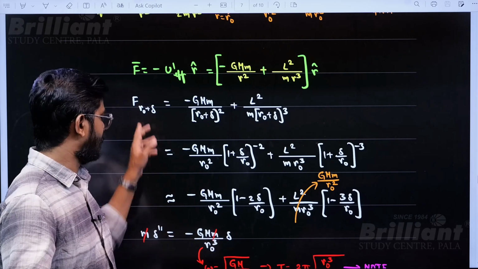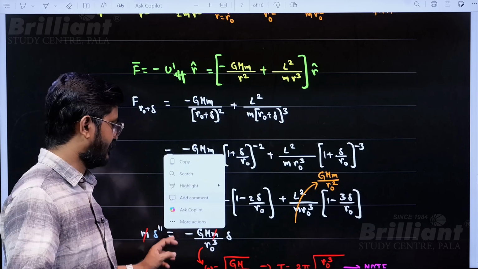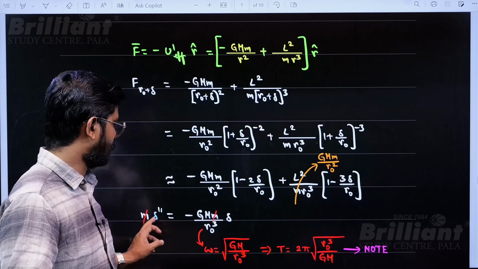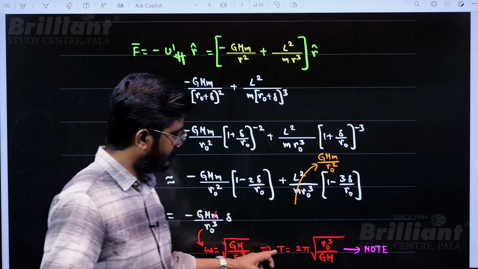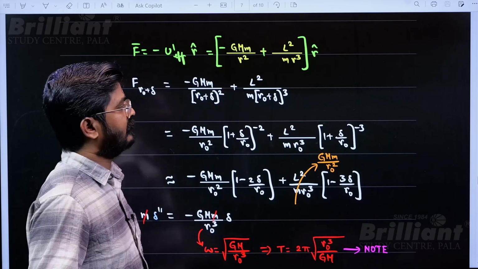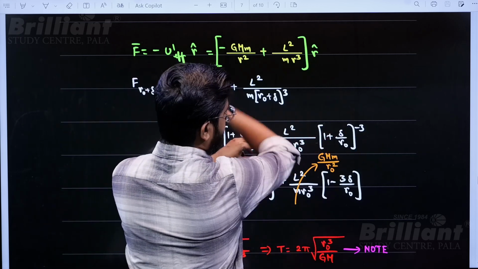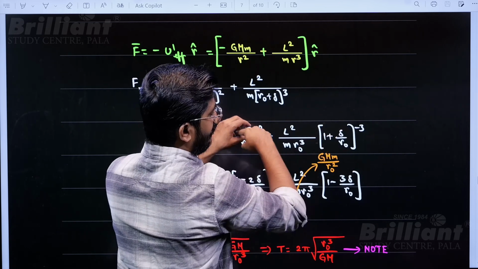Now force is mass times acceleration, which is the double differentiation of displacement, right? You can see it in SHM form, x double dash equals minus omega square x, so omega will be this much, so the time period will be this much. Now if you notice, this was the same time period of the planet which was rotating at a distance r0.